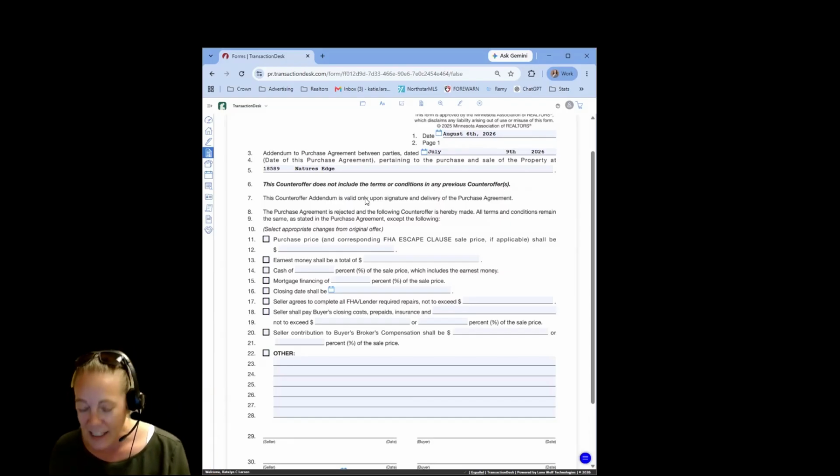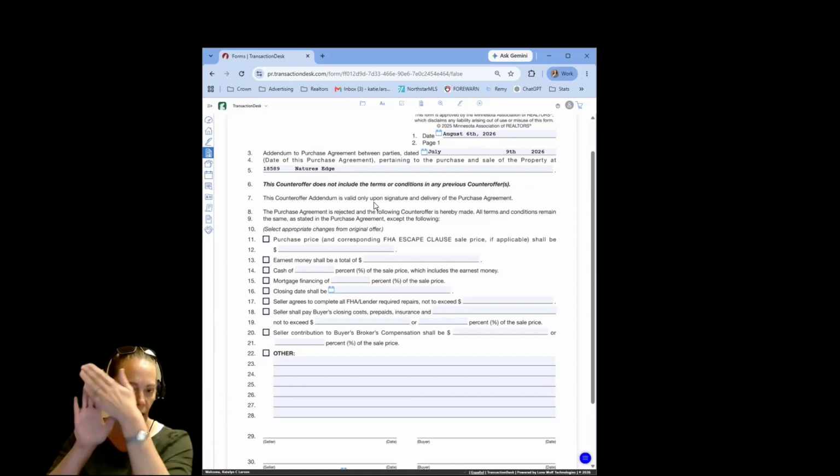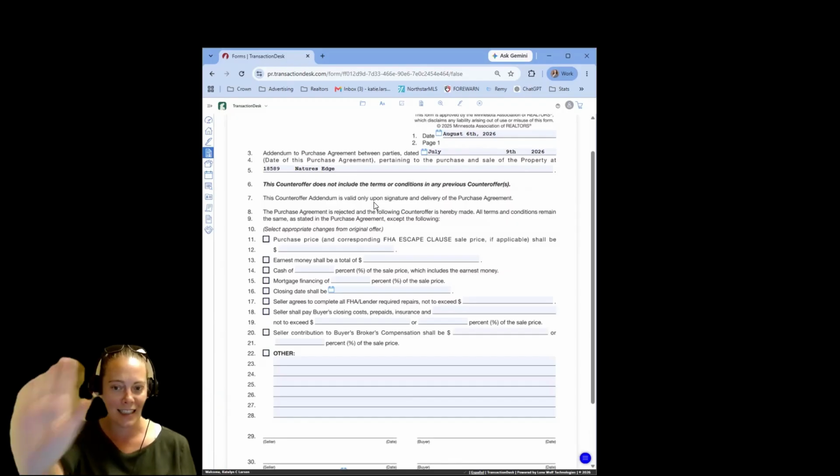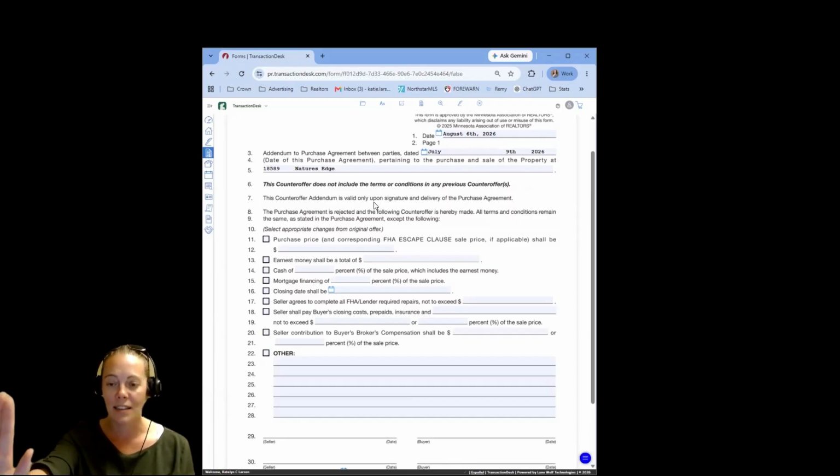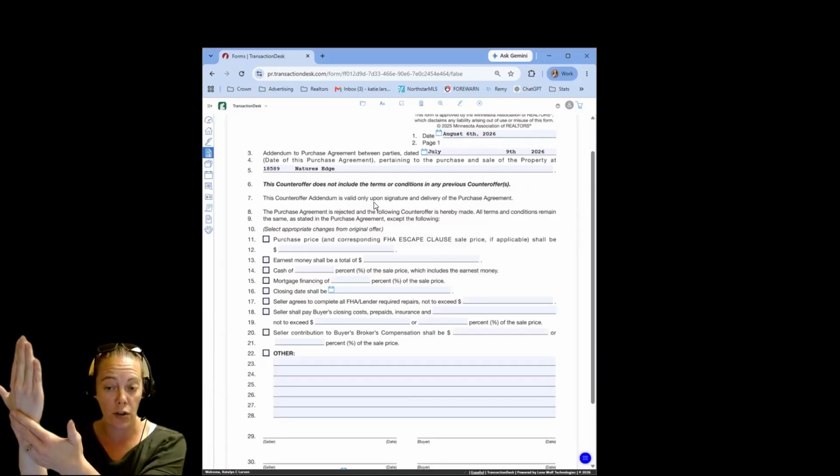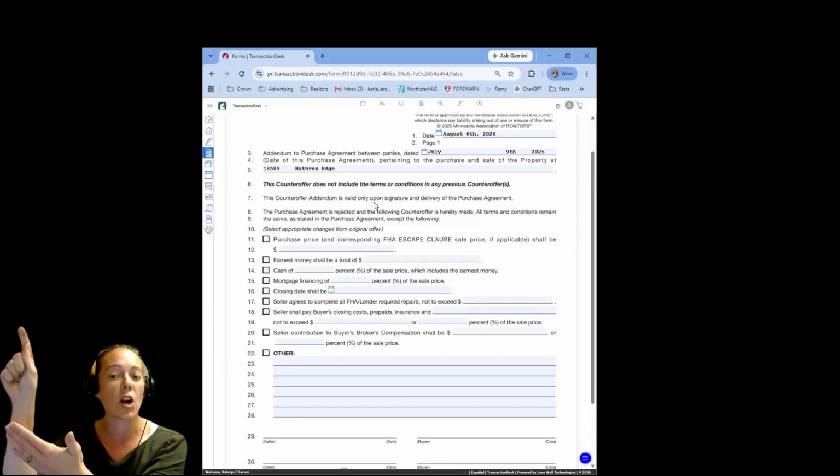Okay. This counteroffer is only valid upon signature and delivery of the purchase agreement, meaning the buyer has a purchase agreement, signs it, sends it to the seller. The seller wants to counter. Seller signs the purchase agreement as it has been given to them. They check the box on that last page of the purchase agreement saying that this offer has a counteroffer.